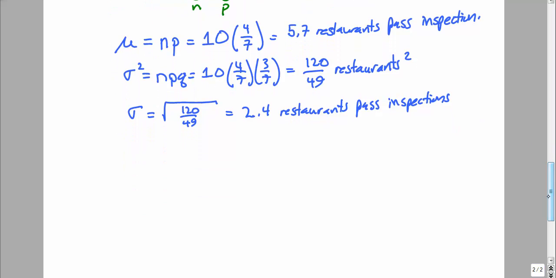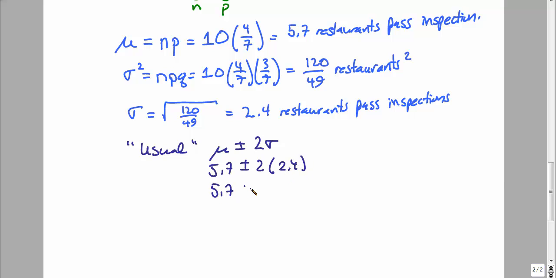Okay, and I can do all sorts of different things from here. I could look at what is the usual amount. So remember, what usual meant was my mean plus or minus 2 standard deviations. So for this case, it would be 5.7 plus or minus 2 sigma. Sigma was 2.4. So that would be 5.7 plus or minus 4.8. Now to find the lower end, I would take 5.7 minus 4.8. And then to find my upper end, I would take 5.7 plus 4.8.